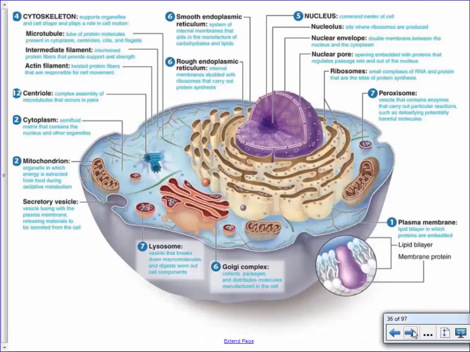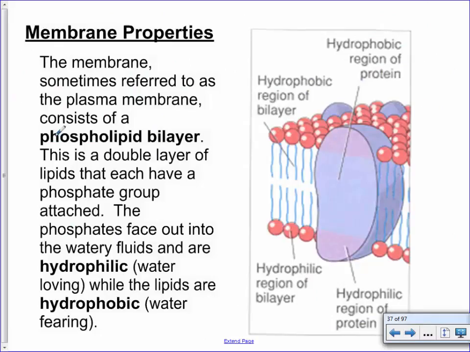What else do we got here? You should know about the phospholipid bilayer, which is what makes up the cell membrane. You should know the terms hydrophilic and hydrophobic. I remember phobic because phobias are things you're afraid of. So phobic things don't like water.